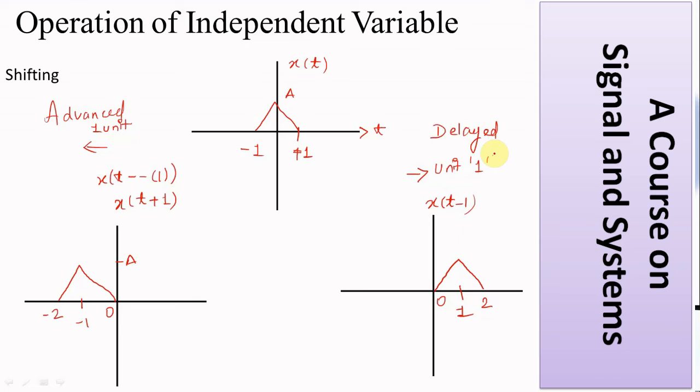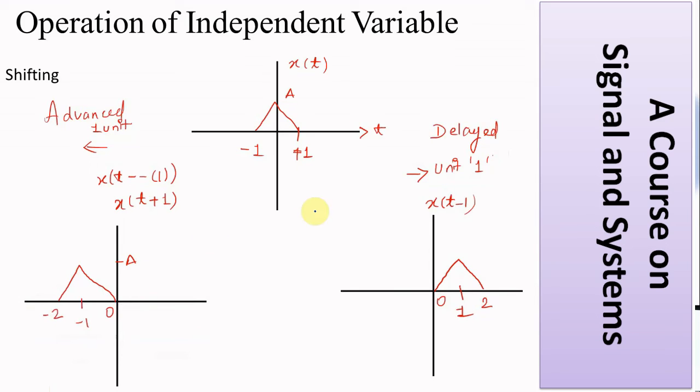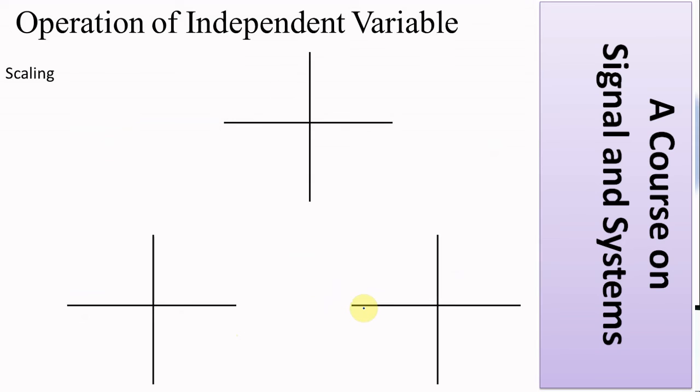So we can just write that in general. It is basically x of t minus t naught. If t naught is positive, we go right. If t naught is negative, we move to the left. It's just a thumb rule, so to say.